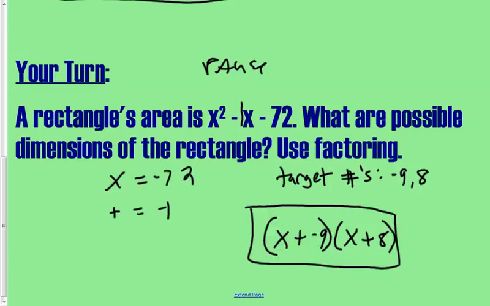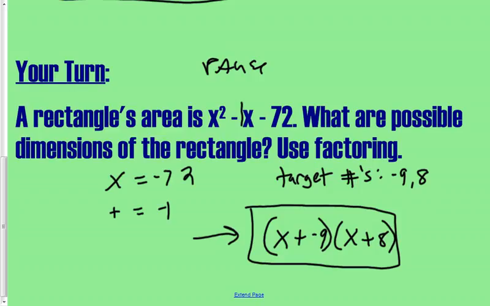Alright, so the two numbers that multiply to equal negative 72 and add to equal negative 1, I found were negative 9 times 8. So negative 9 times 8 gets you to negative 72, and when you add them together, you get negative 1. So when we factor it out, we get the two dimensions for this rectangle as x plus negative 9 and x plus 8.